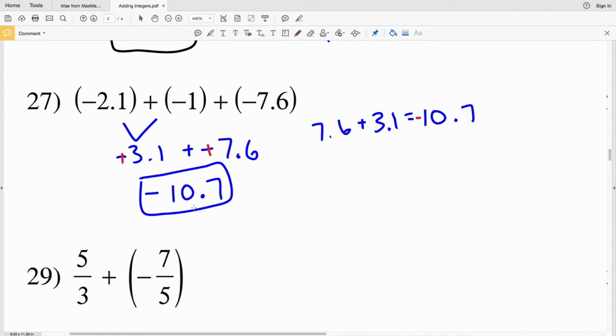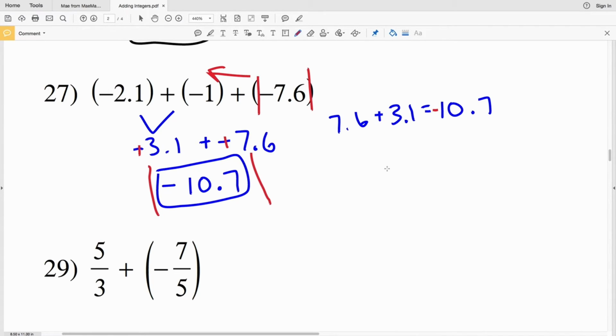If you're ever confused, you can always double check with a calculator. You can think about this logically and know that if you're starting at negatives and adding more negatives, you're going to the left on the number line, and as you go to the left, that negative number, the distance or the absolute value, is going to be greater than the absolute values of negative 2.1 or -1, or -7.6. And indeed, since -7.6 has the greatest absolute value, the absolute value of -10.7 is greater than -7.6. So logically, this answer makes sense.